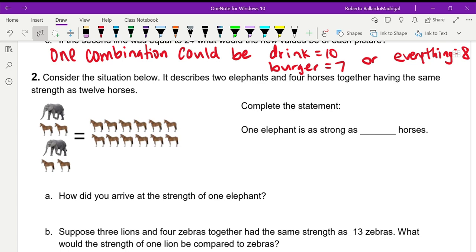All right, that's time. So once again, the situation was the following: 2 elephants and 4 horses together are the same as 12 horses. What'd you guys find out about the strength of the elephant? 1 elephant is as strong as how many horses? With your hand, show me a number. 4, very good. So 1 elephant is as strong as 4 horses. Now I'm very curious to find out, how did you guys come up with this number of 4? Viviana.